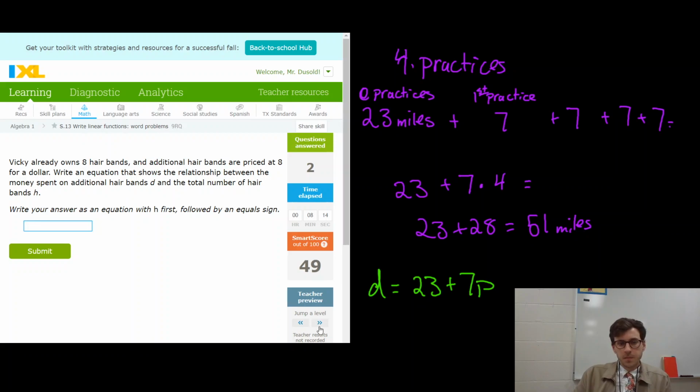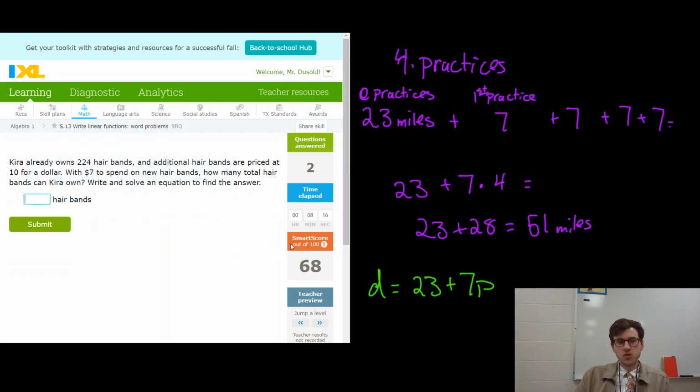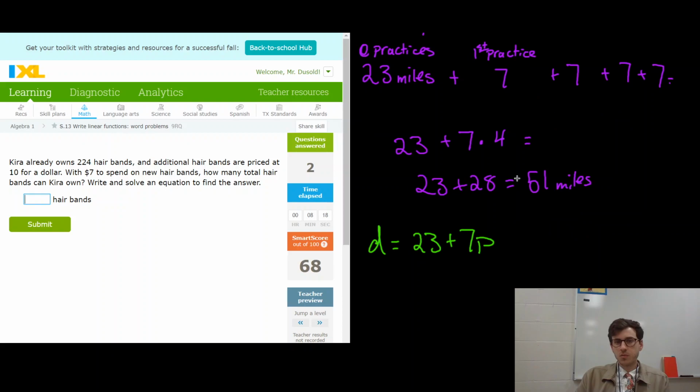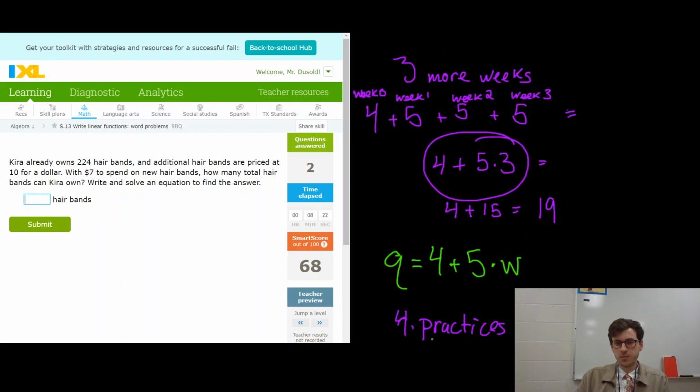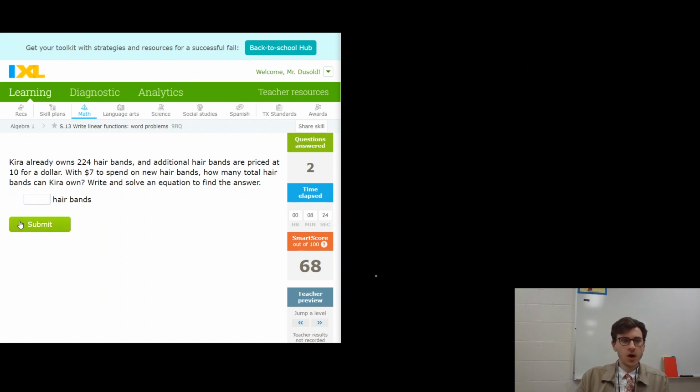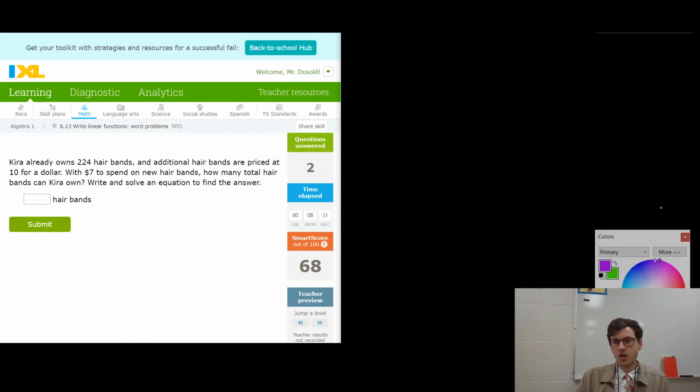Okay, let's go up a level, maybe do just a couple more. Okay, Kira, maybe we can come up here. Boom. Go across. Kira already owns 224 hairbands. And additional hairbands are priced at 10 for $1. So I might change up the colors a little bit.